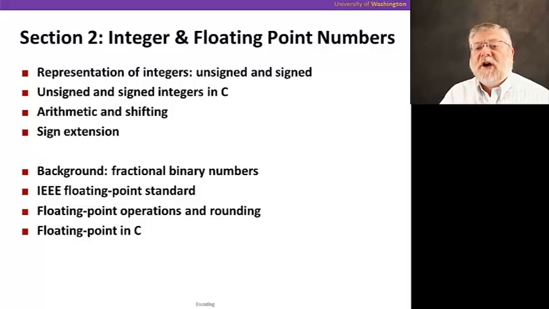in C, talk about some shifting and sign extension operations that'll be important for arithmetic, and then we'll close with a section on floating point numbers. Basically, how do we represent binary numbers that are fractions rather than just integers. And then we'll get into a little bit of detail on the IEEE floating point standard for floating point numbers and how we do floating point operations and the rounding that they entail, as well as look at floating point numbers in C. There's a lot more to floating point numbers, and we will leave a lot of those topics to the text to cover, but we will do some of the basics.